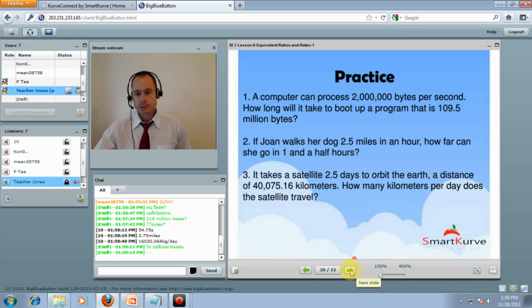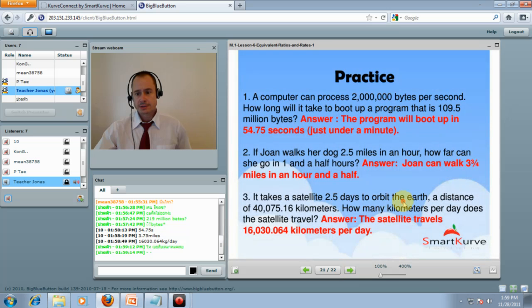So, okay, I will show you the correct answers, and like I said before, the most important thing about this practice is to set up the ratios comparing to each other, because of course you can solve the problems in different ways, but in this practice it's all about putting up equivalent ratios.